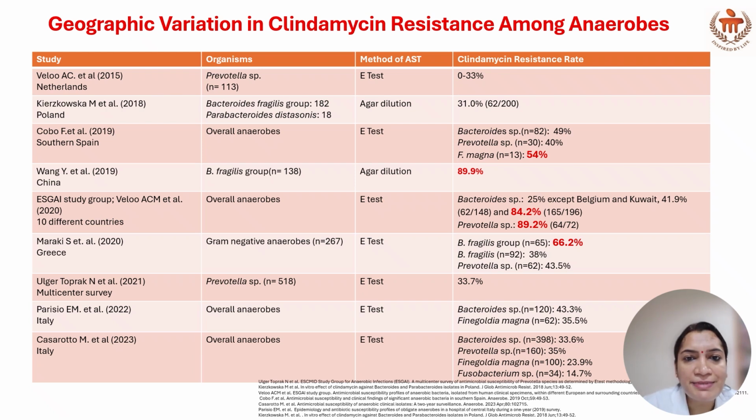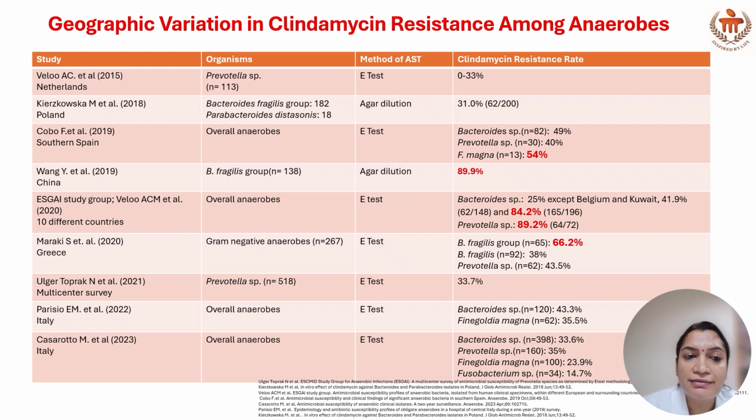There are some centers like the Netherlands and Poland where the clindamycin resistance rate is less than 33%. At the same time, you have one study here conducted in China where they came across 89.9% of the Bacteroides fragilis isolates being resistant to clindamycin. So you can imagine, compared to metronidazole, the clindamycin resistance rate is on the rise.